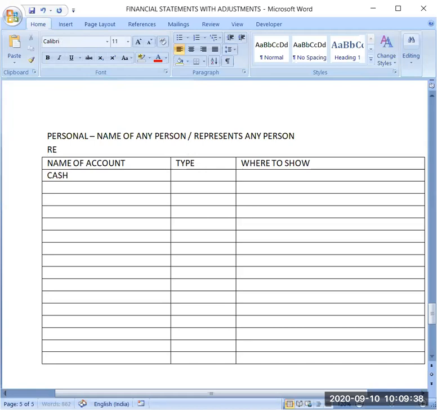Then second is real. Real, how will you identify the real account? Real accounts are those accounts which are property of your business, assets of your business. That is termed as a real account. How many of you are clear about these two meanings now?